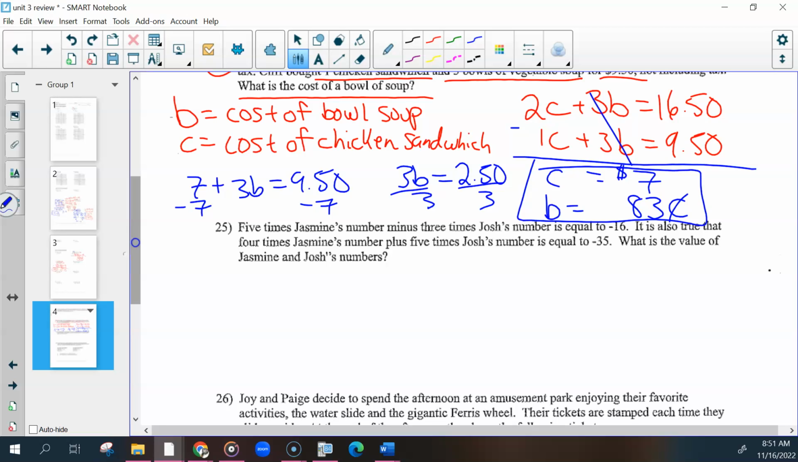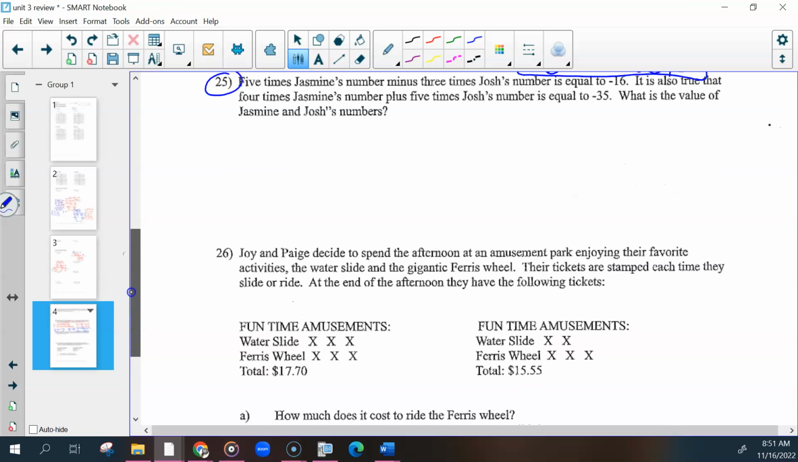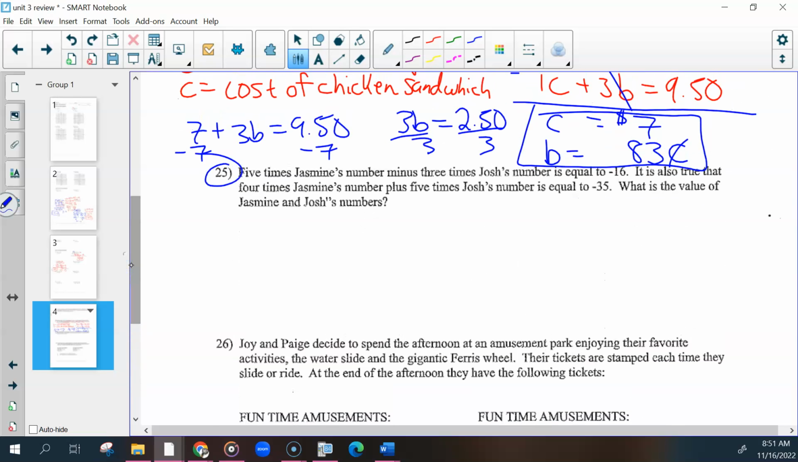Do we have questions on this one? Okay. We're going to jump to 2 and then we'll come back to 25. We will set up 26 just for sake of time.